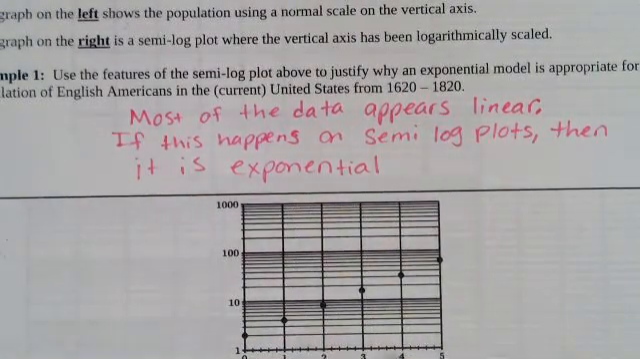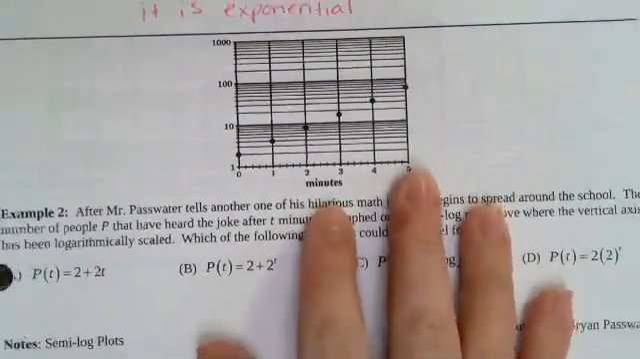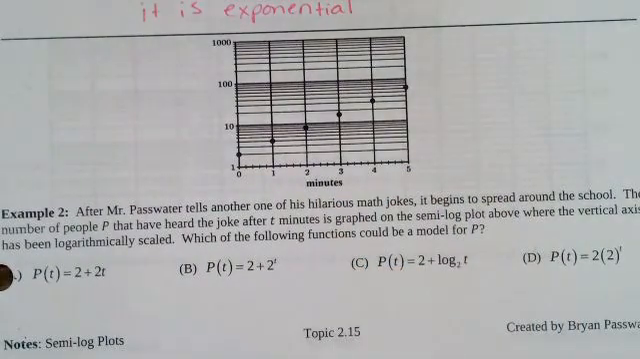We're going to go to the next question here. We're going to see example 2, and it says that Mr. Passwater tells one of his hilarious math jokes. It begins to spread around the school. The number of people that have heard the joke after 2 minutes is graphed on the semi-log plot above, where the vertical axis has been logarithmically scaled. Which of the following functions could be a model for P? And we have 4 answer options, A, B, C, or D.